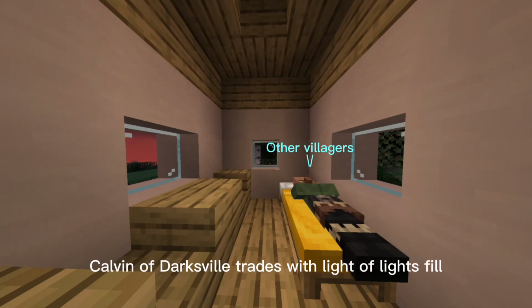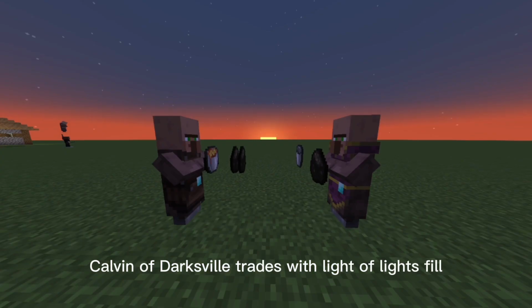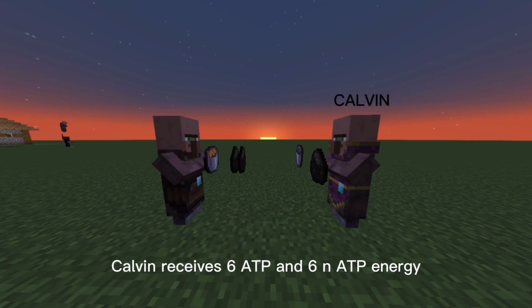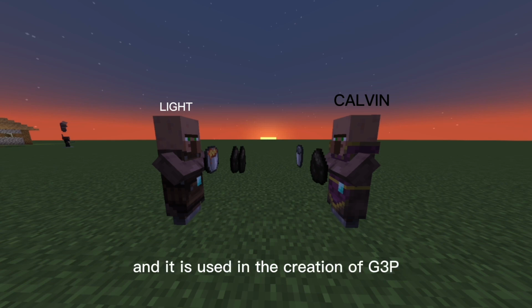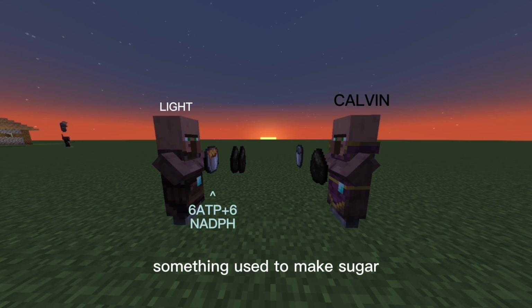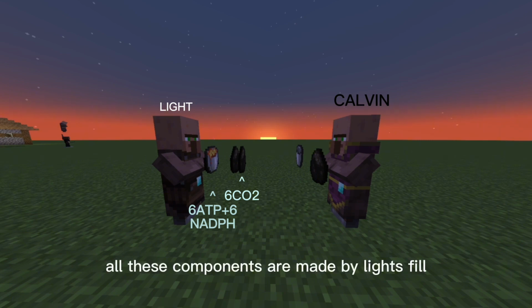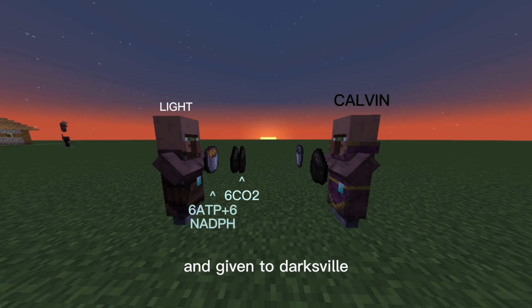First, Kelvin of Darksville trades with Light of Lightsville. In this trade, Kelvin receives 6 ATP and 6 NADPH energy. This energy is in the form of a lava bucket, and it is used in the creation of G3P, something used to make sugar. Next, he is given 6 CO2 to be used as a structural component for the rest of the cycle. All these components are made by Lightsville and given to Darksville.